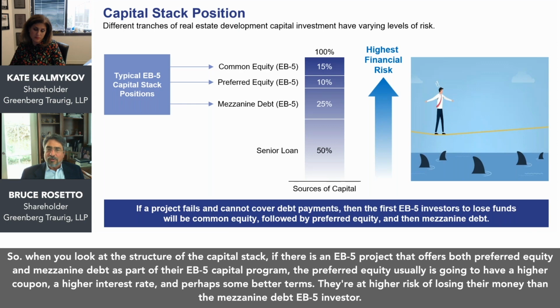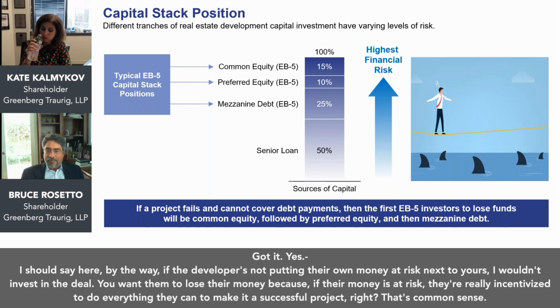So when you look at the structure of the capital stack, if there is an EB-5 project that offers both preferred equity and mezzanine debt as part of their EB-5 capital program, the preferred equity usually is going to have a higher coupon, a higher interest rate, and perhaps some better terms because they're at higher risk of losing their money than the mezzanine debt EB-5 investor, if that makes sense.